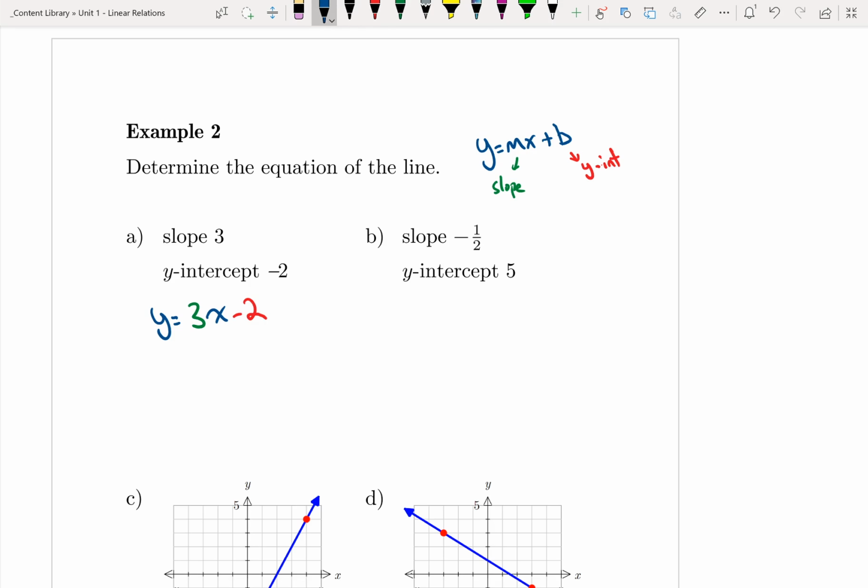In example B, same idea. y equals something x plus or minus something else. My slope goes with the x, so in this case negative 1 over 2, which is what the question is telling me. And then the y-intercept is going to be positive 5. So that means my equation of a line is y equals negative 1/2 x plus 5.